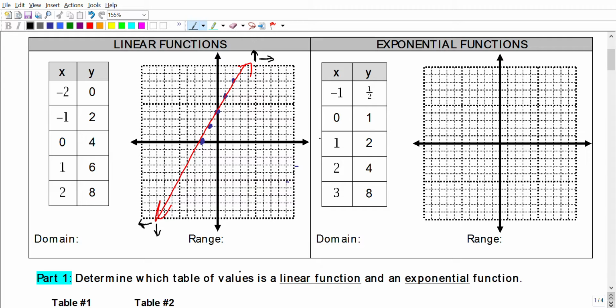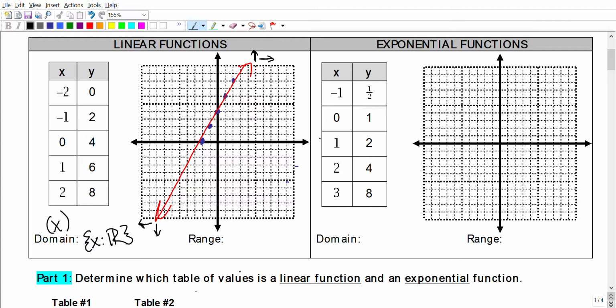Okay, so when we talk about domain, we're just talking about the left and right hand behavior. So our x values, okay? Well, our domain is actually going to be x such that x is all real numbers. Okay, why is that true? Well, if it goes all the way left and it goes all the way right, then that means that it's going to include all real numbers, okay?